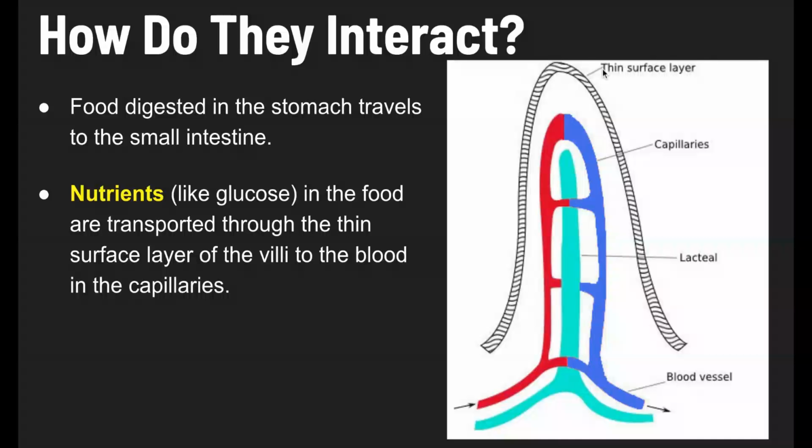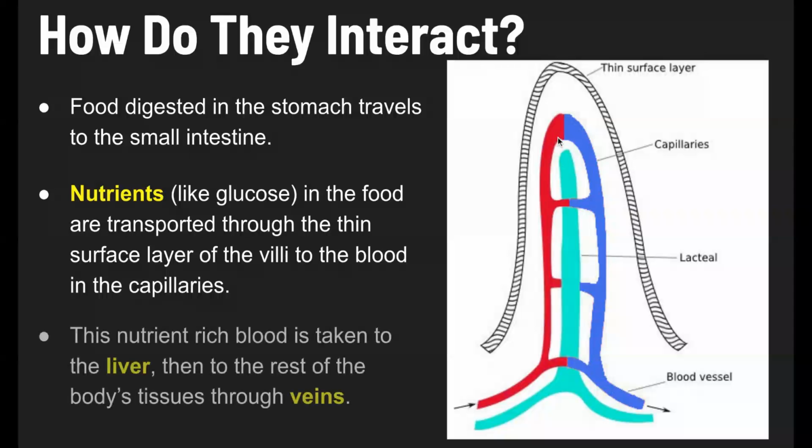So the glucose, or the nutrients, it doesn't just have to be glucose, it can be other things too, but the nutrients are going to be transported through that thin layer of the villi and into the blood that's in the capillaries. And then that nutrient-rich blood is going to be taken to the liver. The liver is also one of the components of the digestive system. So that nutrient-rich blood is taken to the liver, and it gets processed in the liver. And then that blood is delivered to the rest of the tissues in your body through veins.